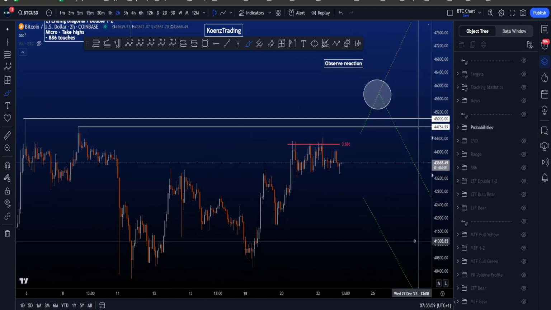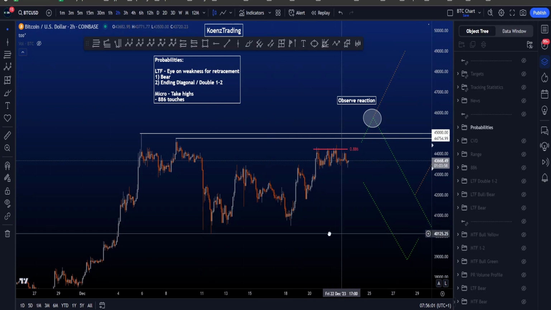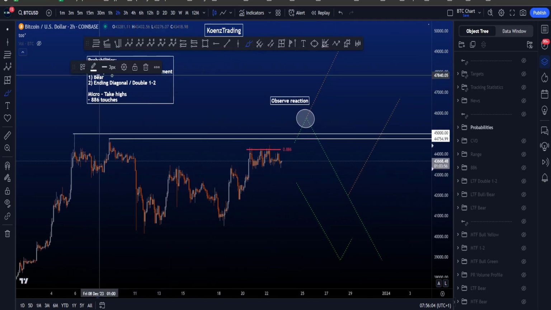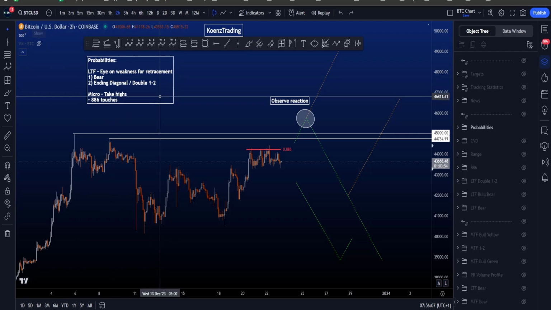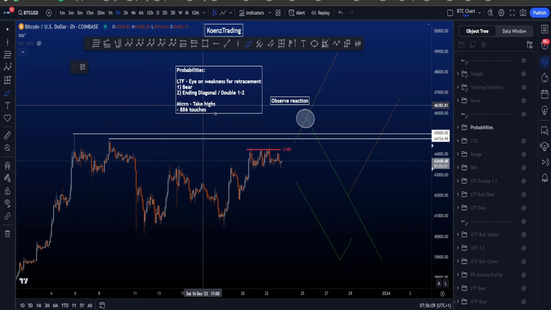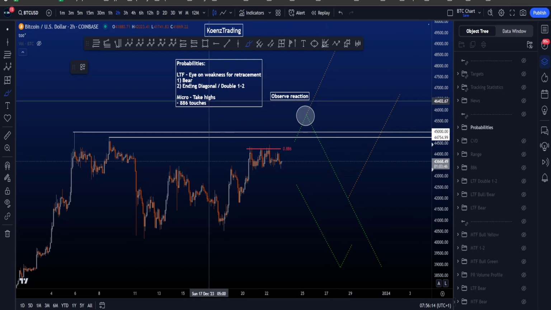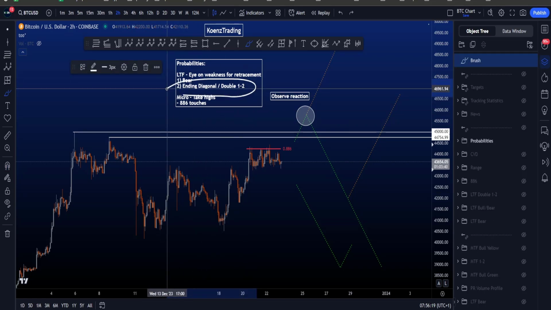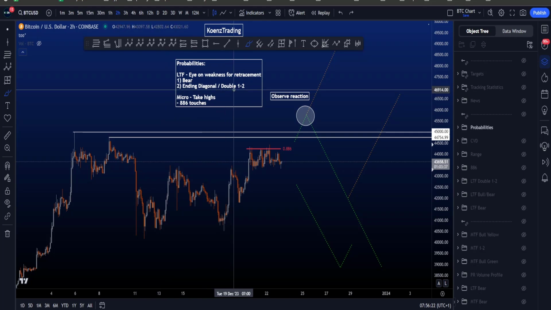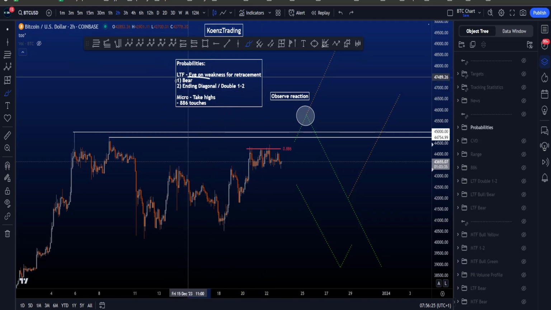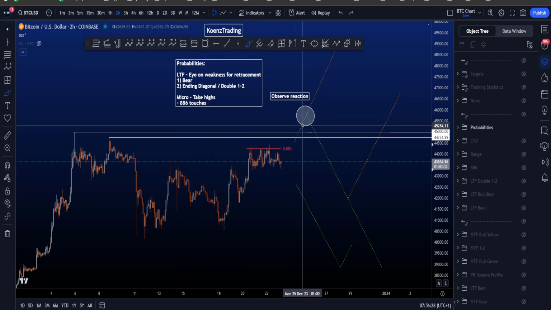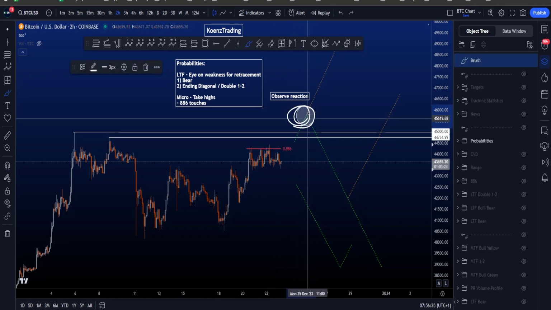If we then look at the probabilities of the different scenarios, then on the low time frame, we are keeping an eye on weakness for a potential retracement here, as currently the probabilities are a little bit higher for price to retrace back into the range, right? That is then also the number 1 over here. But a close 2 is also the double 1-2, preferably over the ending diagonal, to be honest. Maybe I should have put double 1-2 on the left and ending diagonal on the right, where we really have to observe the reaction if price does move to the upside and the 886 probabilities play out. Really have to observe the reaction here.